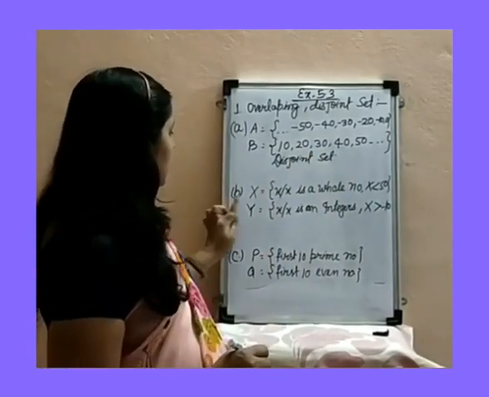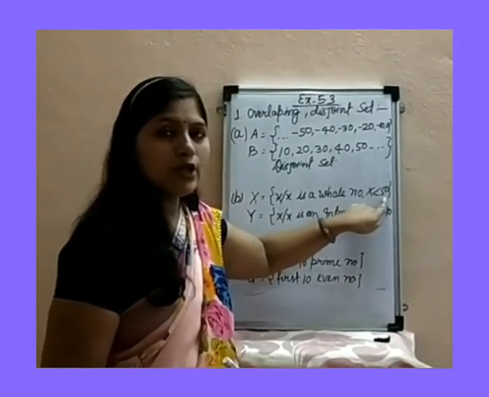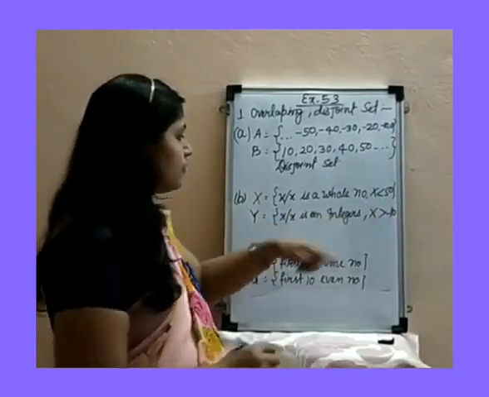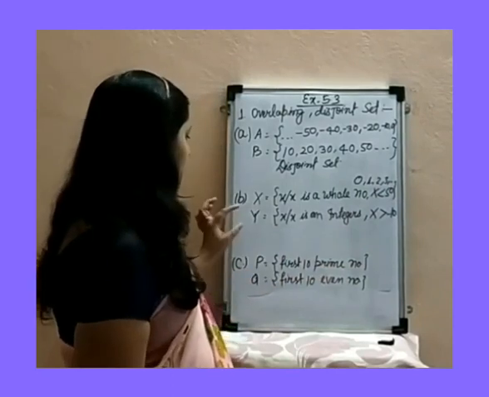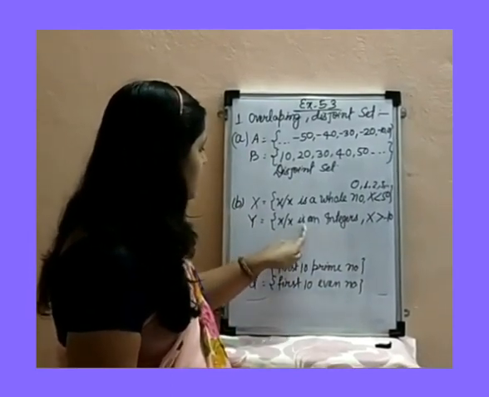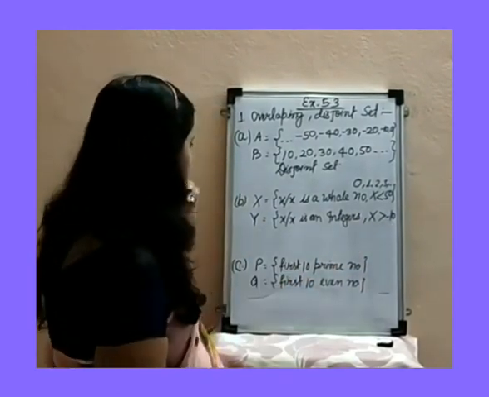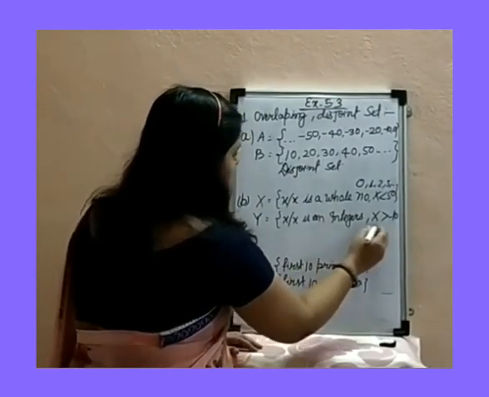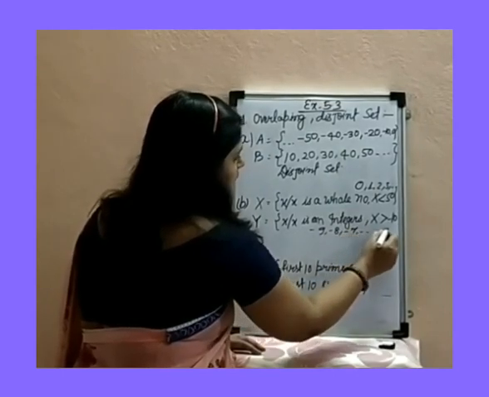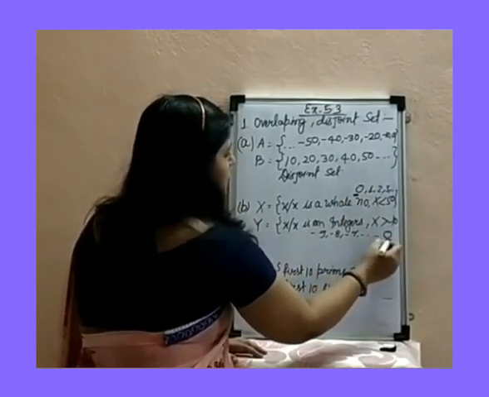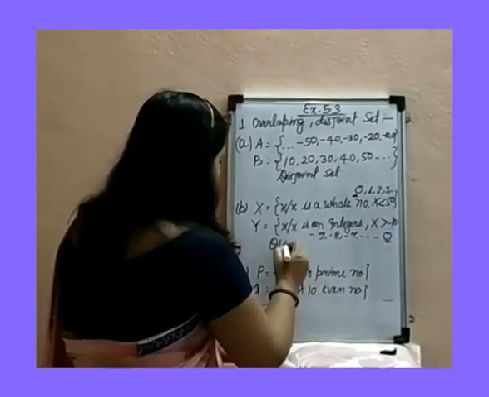Now B. X such that X is a whole number, X is below 50. So we can start whole numbers from 0, 1, 2, 3 and so on up to 50. Now set Y is X such that X is an integer, X is greater than minus 10. So minus 10 means the numbers will be minus 9, minus 8, minus 7, and there can be 0. 0 will be the common element in both the sets, so it can be overlapping.